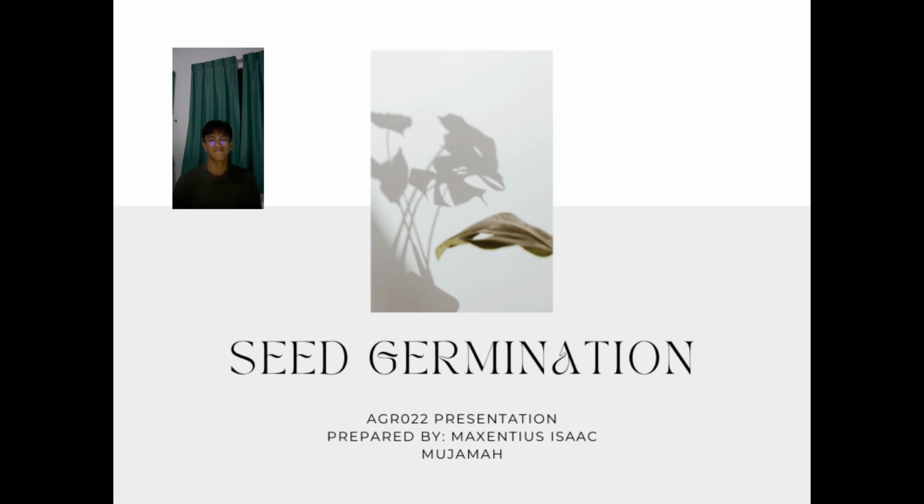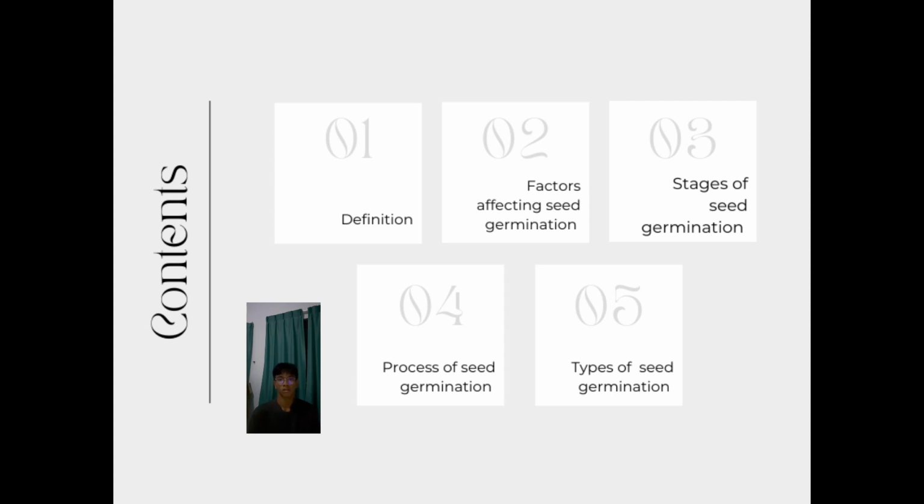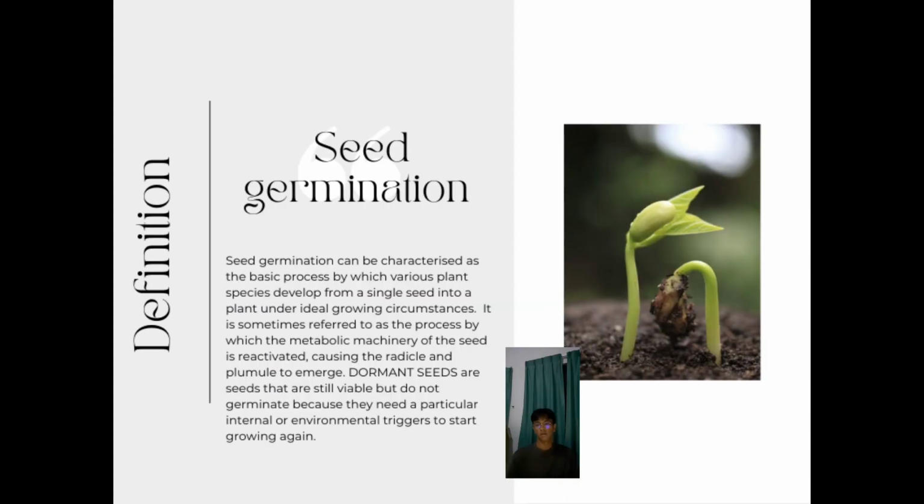Let's start. So these are the contents that I'm going to share with you guys in this video. What is seed germination and how does a seed germinate? It is possible to describe seed germination as the fundamental process by which various plant species develop from a single seed into a plant. This method has an impact on crop output and quality. The growth of a seedling from an angiosperm or gymnosperm seed is an example of seed germination.